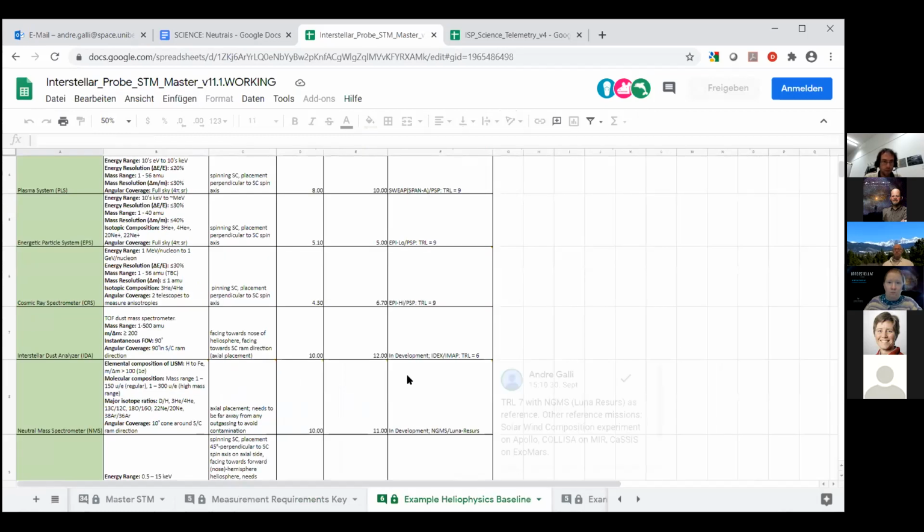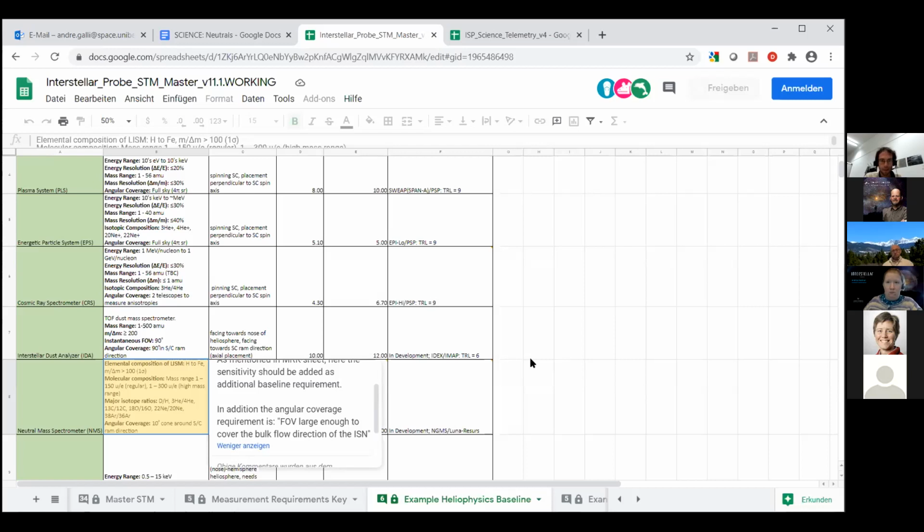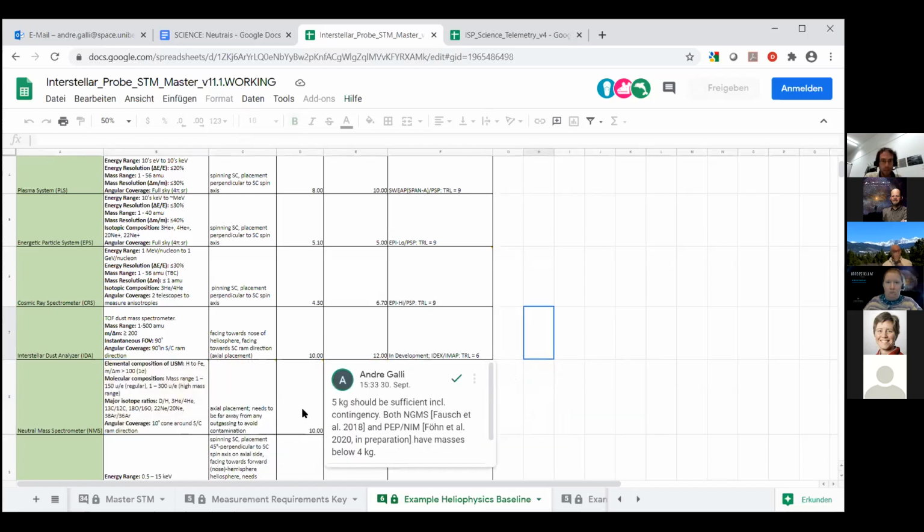And further on, we have an example heliophysics baseline. Still, if we assume that we have a neutral mass spectrometer to do our measurements, what kind of mass spectrometer do we need? This is basically a rehash from the previous slide. That's okay. Here, we added one comment about the field of view. We'll get back to this in a moment. And we also revisited the mass and power and the technology readiness level that are already in here. And this looks more or less okay.